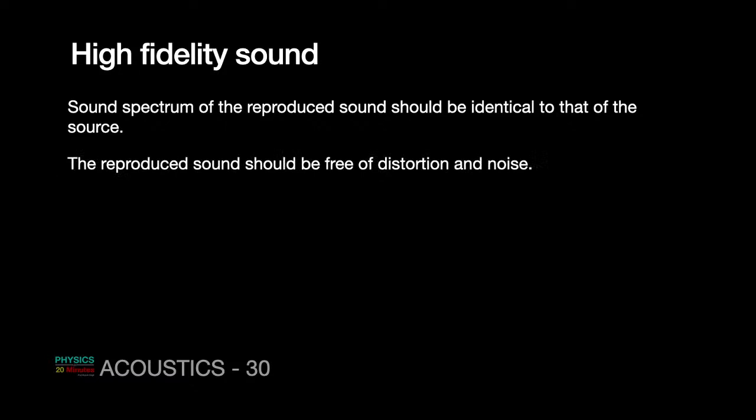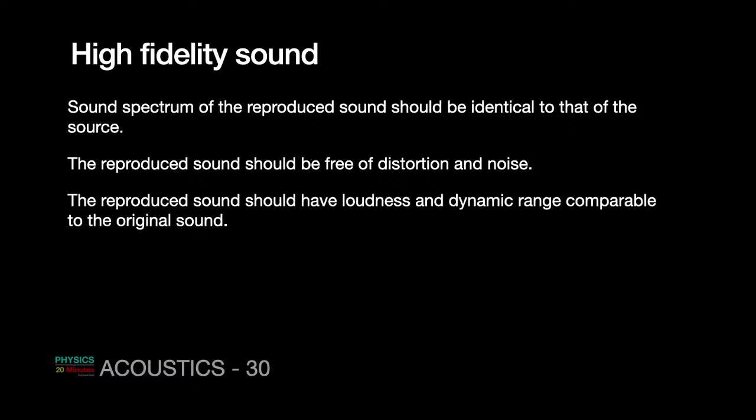So if you want those sounds to be reproduced, then the reproduction system should have an identical spectrum or frequency response to that of the source. The reproduced sound should be free of distortion and noise. We have already spoken about the various kinds of distortions and some types of noises. More on the noise will come in the next chapter. So the reproduction should be free from distortion and noise.